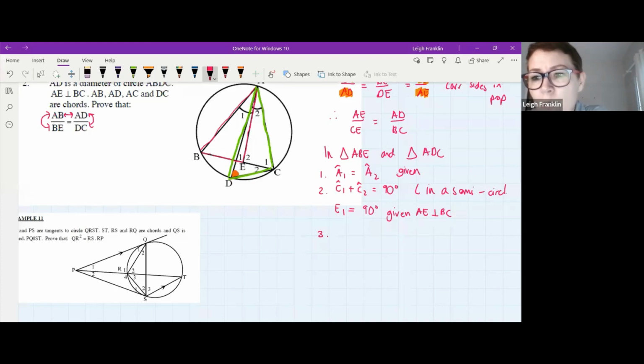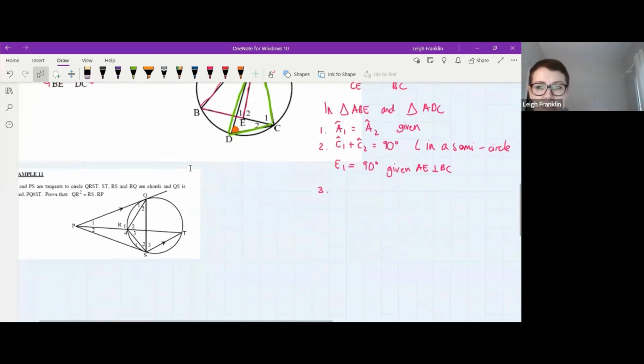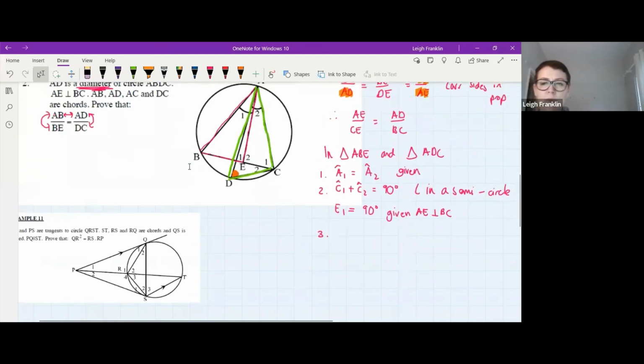Very important here, guys, they used the word diameter. They told us that AD was the diameter of circle ABDC. So that means that angle C is 90. C1 plus C2 is 90. Now we've got angle C1 plus C2 is 90, angle E1 is 90. So that means, Matrix, that C1 plus C2 has to be equal to angle E1. Then our remaining angles in this particular case are going to be angle B and D.